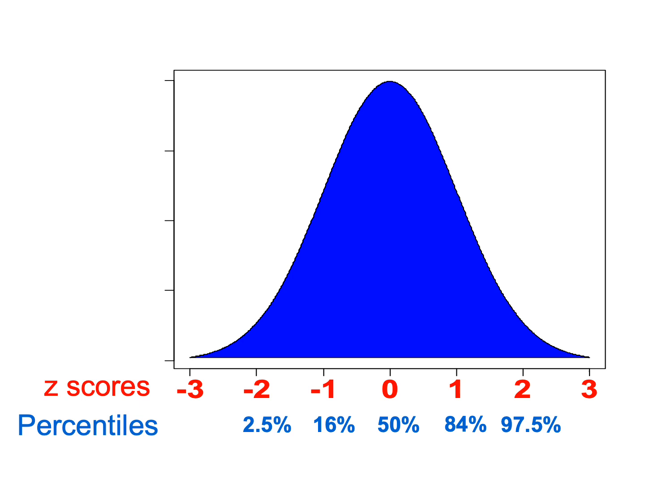Similarly, a g-score of negative 1 is equivalent to a percentile of 16%. That means that 16% of individuals have a g-score less than negative 1. We already know that a g-score of 0 is equivalent to the 50th percentile. A g-score of 1 is equivalent to the 84th percentile, and a g-score of 2 is equivalent to a percentile of 97.5%.